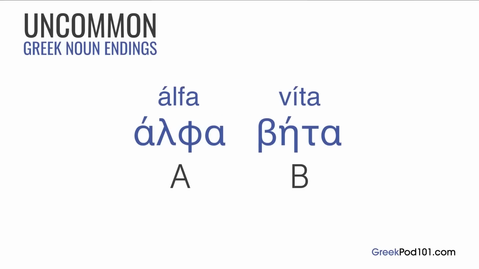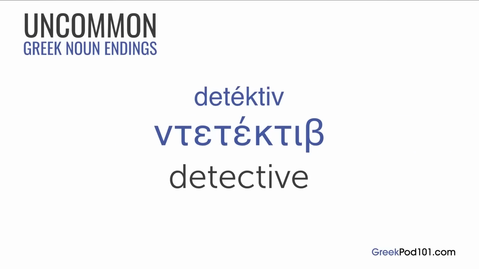Also, the names of the letters of the alphabet are all neuter nouns, even the ones that end in a, like alpha and vita. Finally, there are many loan words that have not been adapted to the Greek declension system, so they don't get inflected, and they usually have uncommon or confusing endings, like the dual-gender indeclinable noun detective, ending in vita. So loan words will always be more challenging when it comes to guessing the gender.